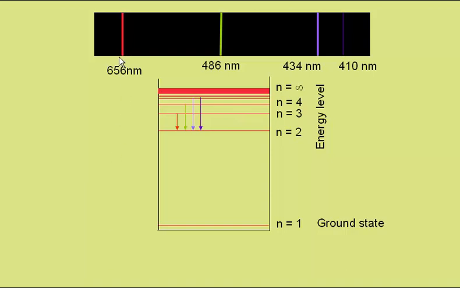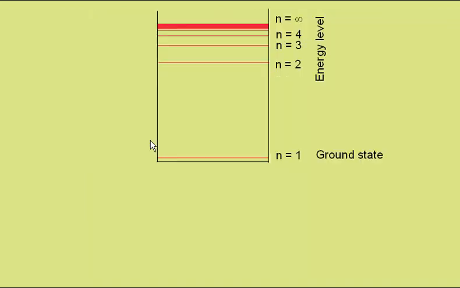So let's look at this red line at 656 nanometers in a little bit more detail. It's the drop from n=3 to n=2. On this diagram we can show it with this arrow from n=3 to n=2. Now the n=3 energy level is at -1.5 electron volts, n=2 at -3.4 electron volts.